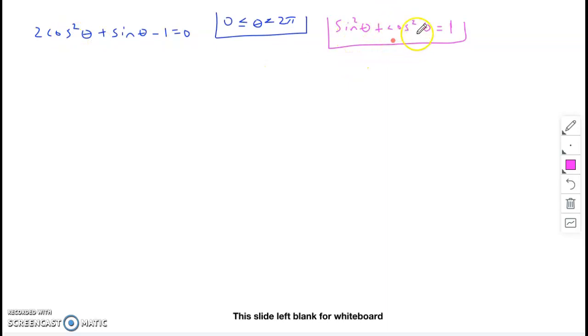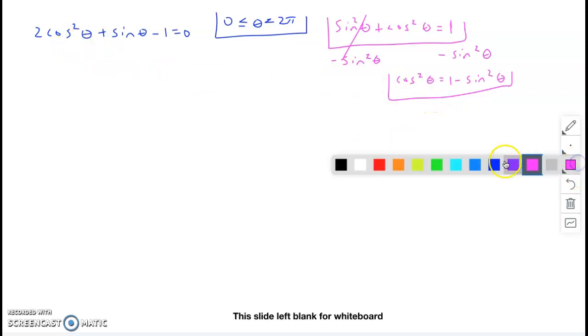So here, let's leave the cosine by itself. I'm going to do minus sine squared of theta on both sides. The sine squared cancels and I have cosine squared of theta equals 1 minus sine squared of theta. And the cosine is by itself. So I'm going to substitute this here.